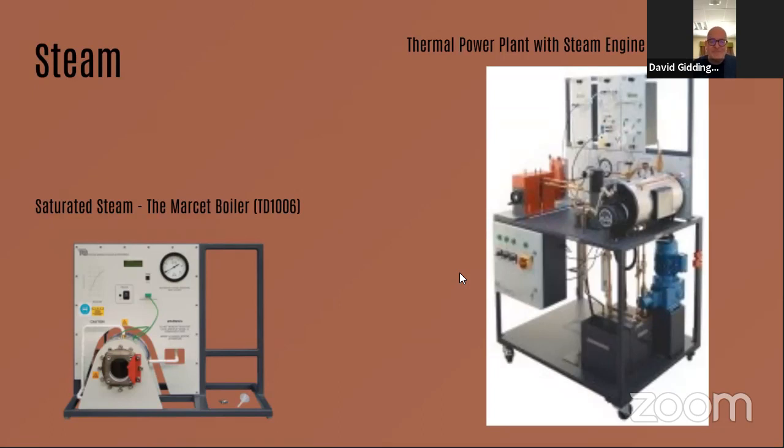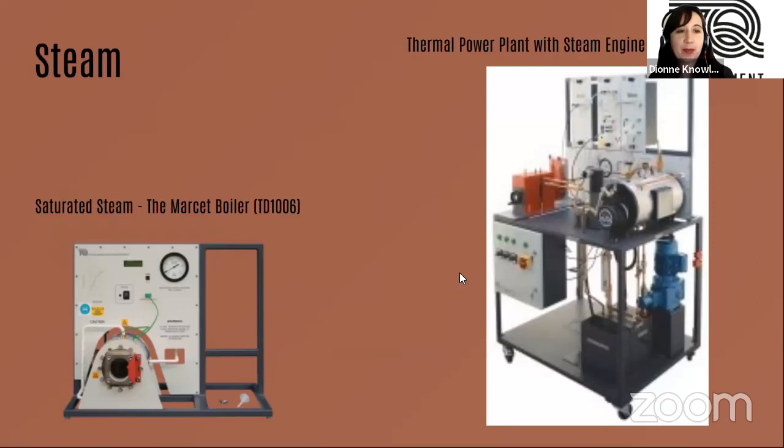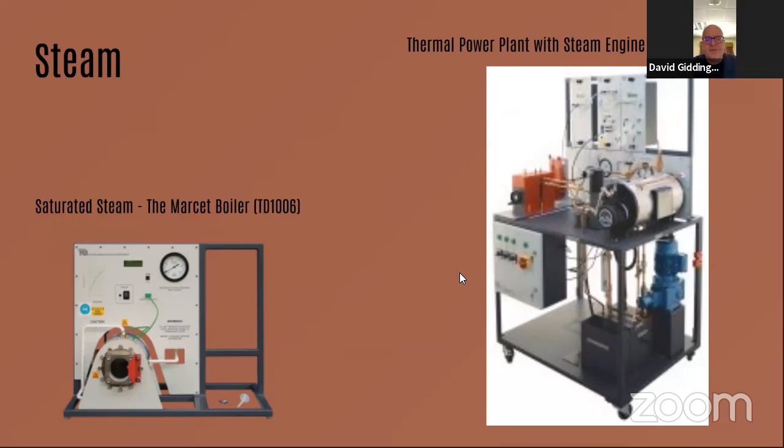Dave, just to make it clear, would you use the saturated steam as your entry level and use the thermal power plant for a more advanced, intermediate level of teaching? Well, you would think so, looking at the physical size and the lower complexity of the 1006. But with the 1006, we look at more details about the Antoine equation. They are not like for like. We're not comparing apples with apples here.